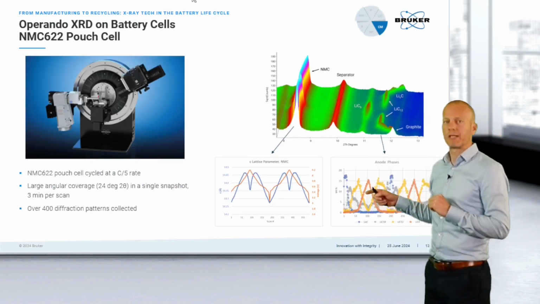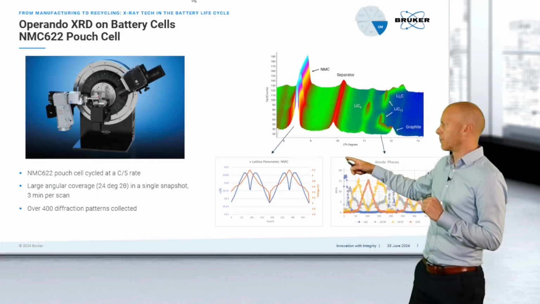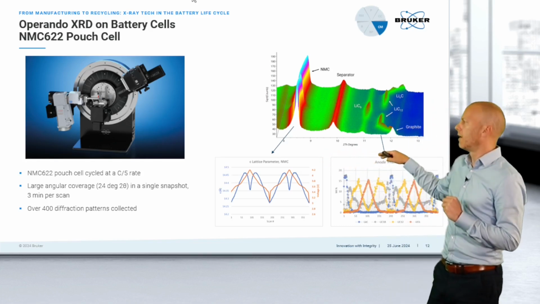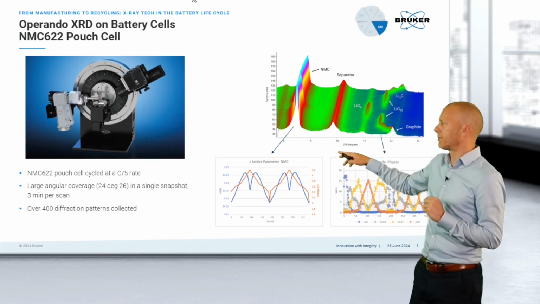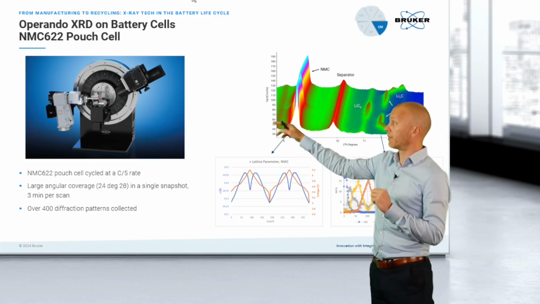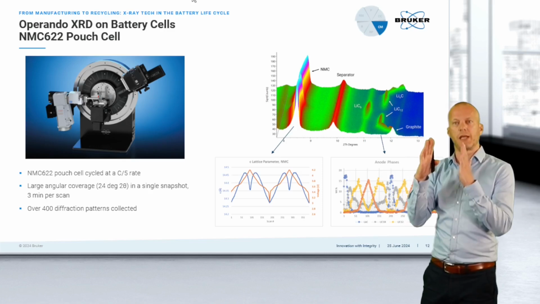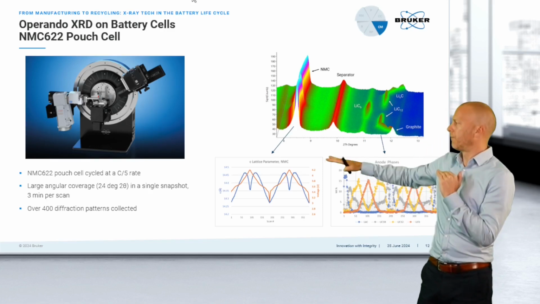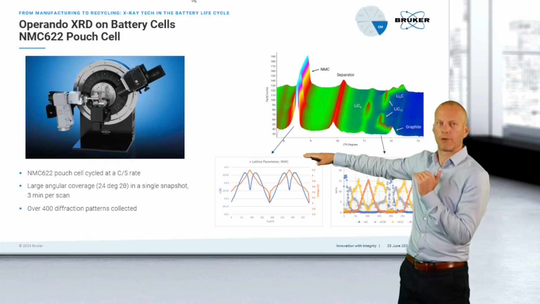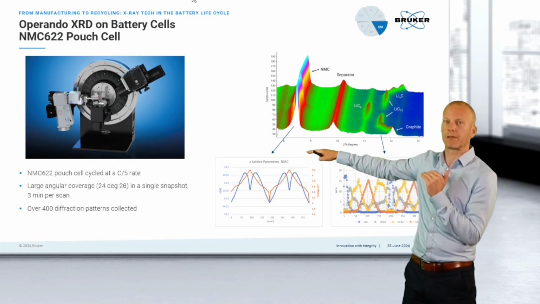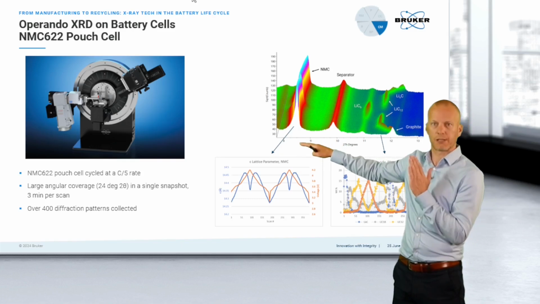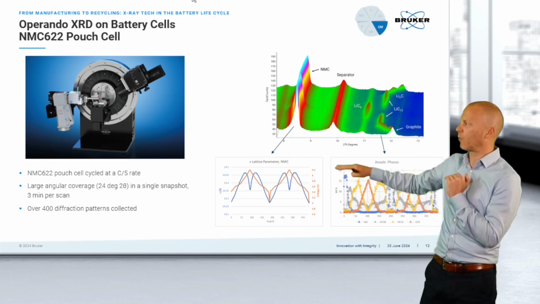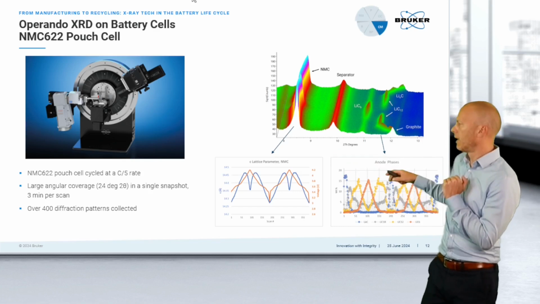This is just a little bit more detail of the same example. This was an NMC 622 pouch cell cycled at a C/5 rate. A nice thing about a setup like this, with a large detector, is you can collect a lot of diffraction data in one snapshot. You can do these snapshots very rapidly. This example was done at 3 minutes per snapshot, but it can be done much faster, 10 seconds, 30 seconds, something like that. You can get a lot more diffraction patterns, a lot more data if you want to do faster cycling experiments.